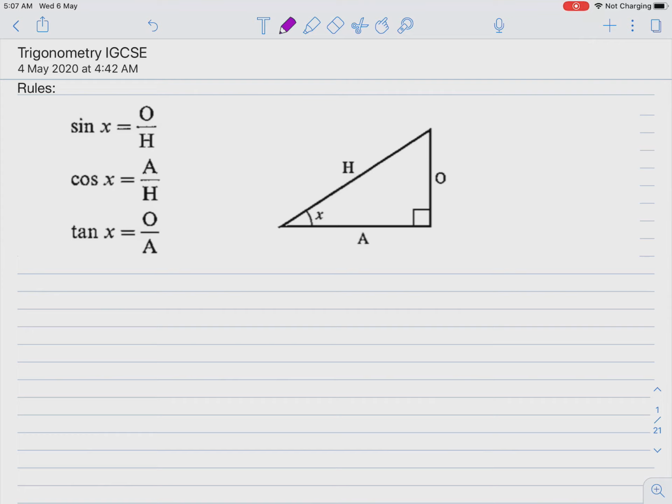Hi, today we will explain how to solve IGCSE trigonometry questions. The first thing that I have to do is the rules of trigonometry, the basic rules. For example, if I have a right triangle and I have an angle called x, and I have the opposite side for angle x, that is the opposite. O means opposite.